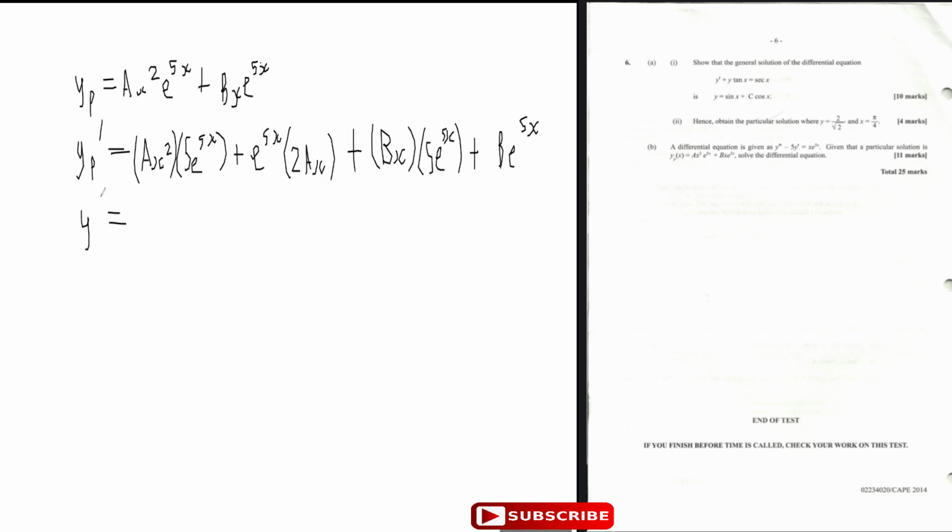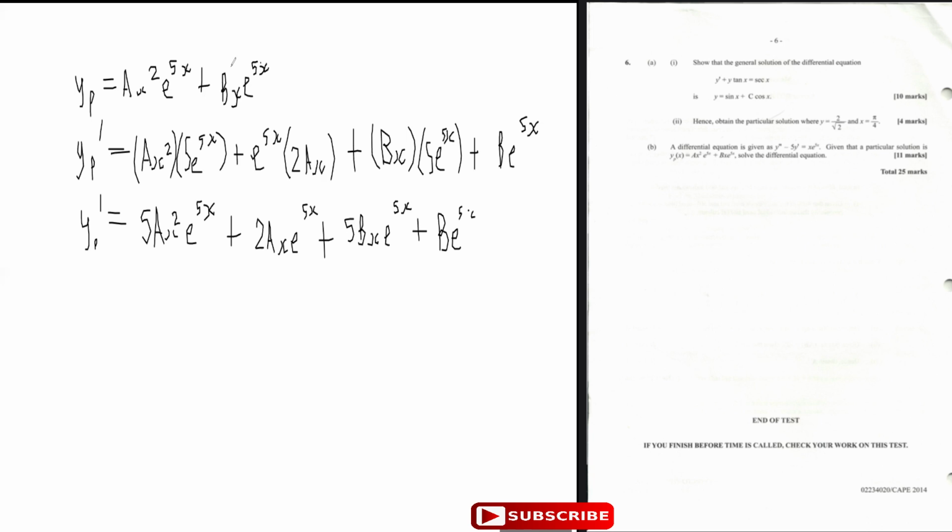So yp prime is going to be 5 times a is 5ax squared e to the 5x, plus, this can now be written as 2ax e to the 5x, plus, this can be written as 5bx times e to the 5x, plus b e to the 5x. Nice and easy. So that's what we have.